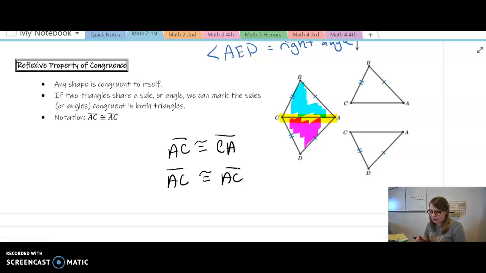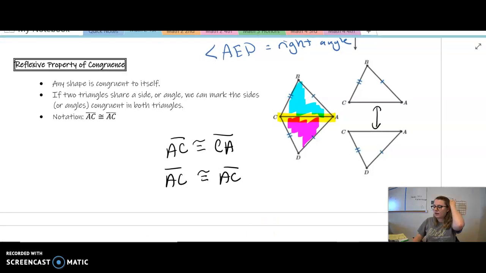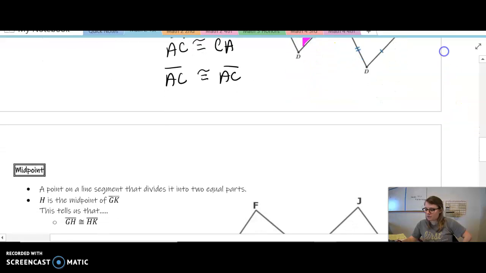Alright, but if they're not sharing the side, like over here, they're not touching at all, so we cannot use that same property. They have to be sharing that same side. Alright, let's move on to our next property.